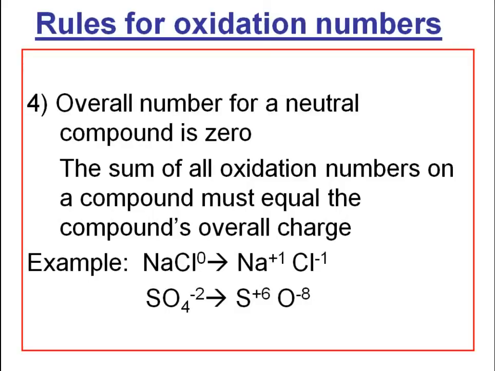Well, how do we know that? Oxygen always has a -2 charge. There are 4 oxygens in the sulfate ion. That means the overall oxidation number from all the oxygens in sulfate is -8. But since the sulfate ion has an overall charge of -2, sulfur can't have a +8. It has to have a +6, because when you take +6 and subtract 8, you get -2.